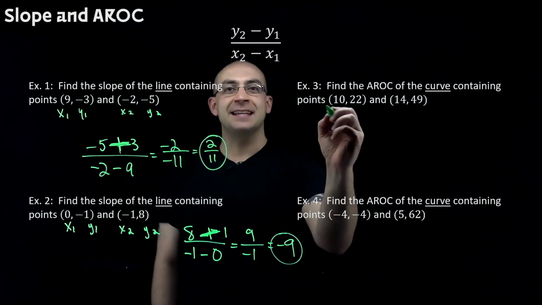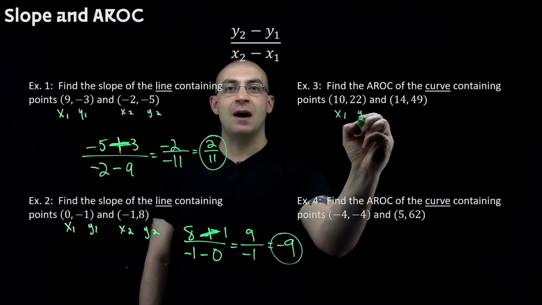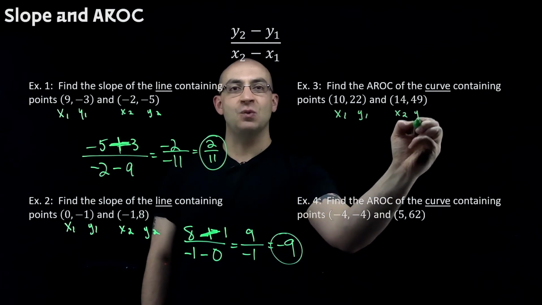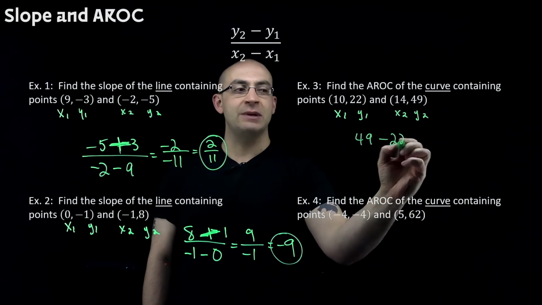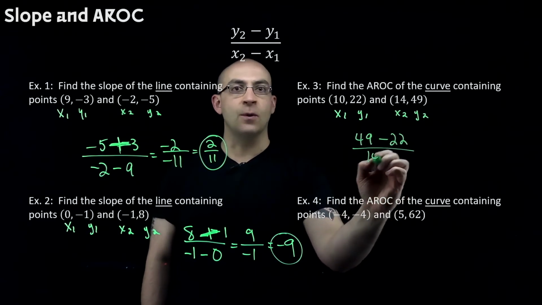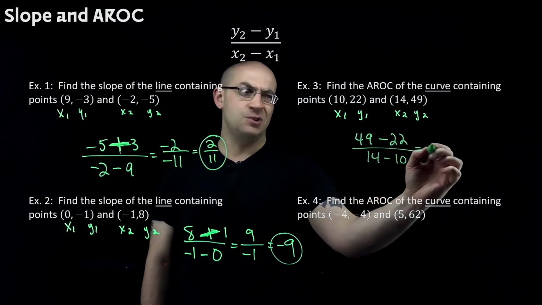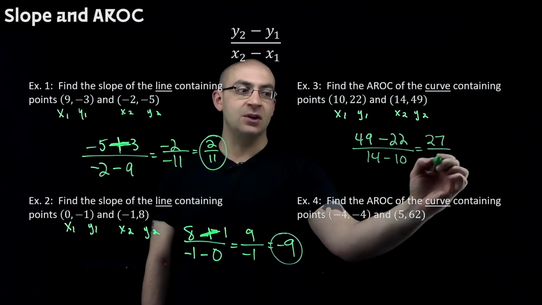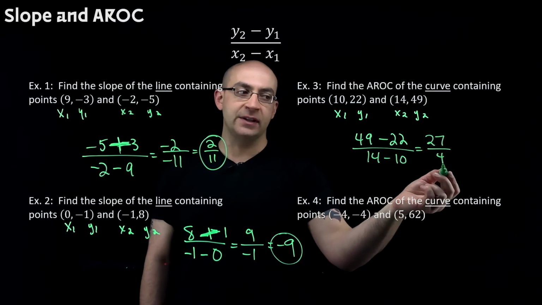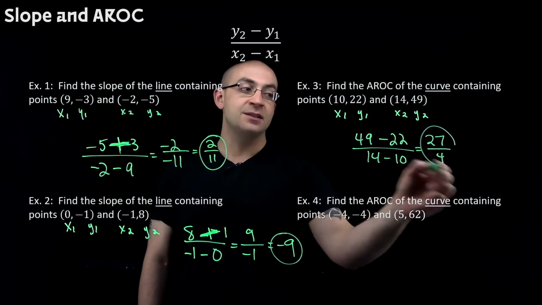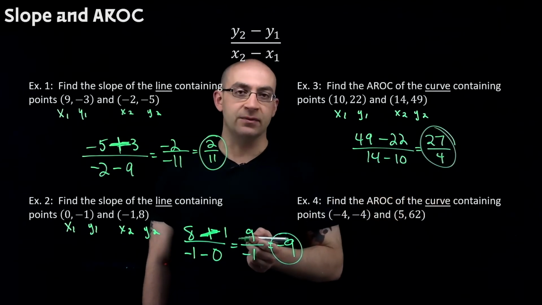So let's label some points. x1, y1, x2, y2, and then we'll plug it in. 49 minus 22 all over 14 minus 10, which will give me 27 over 4. That can't simplify, that doesn't divide evenly, and they don't have anything in common. So my final answer is 27 over 4.